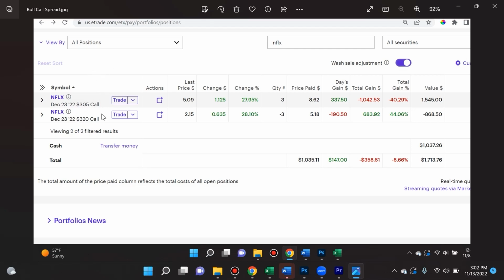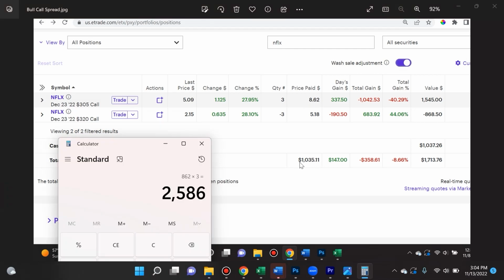to $320. And for that, I'm also minimizing my risk because if this trade goes completely wrong, rather than $862 times 3 I'm losing, the maximum I can lose is $1,035 because that's what I spent on this trade. And that's the trade-off. And as you can see, I'm minimizing my risk by over 50%.